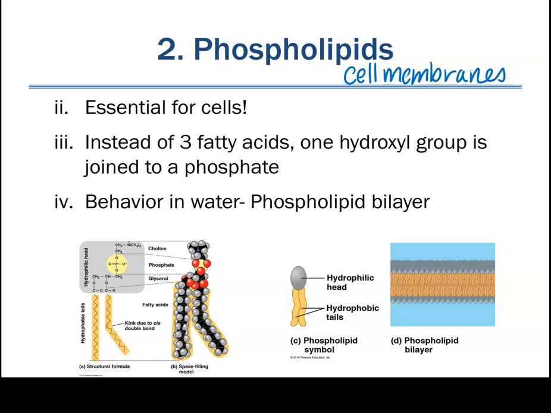They're slightly different from our fatty acids, although the idea is the same. They have a glycerol molecule. They have two fatty acid tails coming off. There's a little cis bond kink in it. Instead of having the third fatty acid, though, they have a phosphate group. Now, having that phosphate group gives this molecule some really important properties.